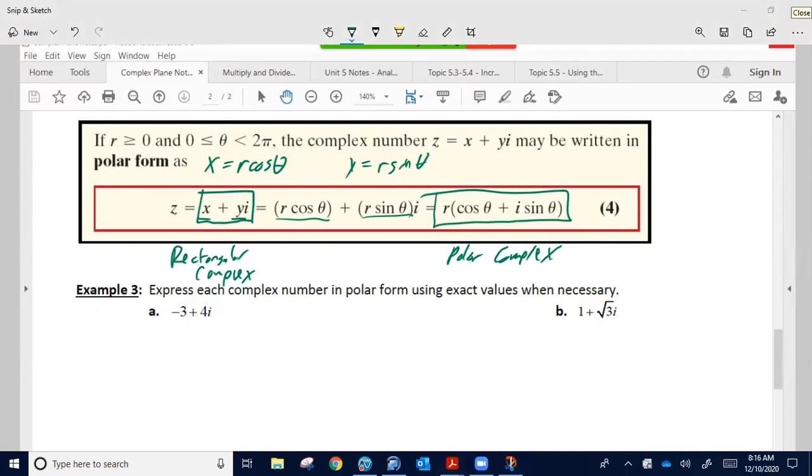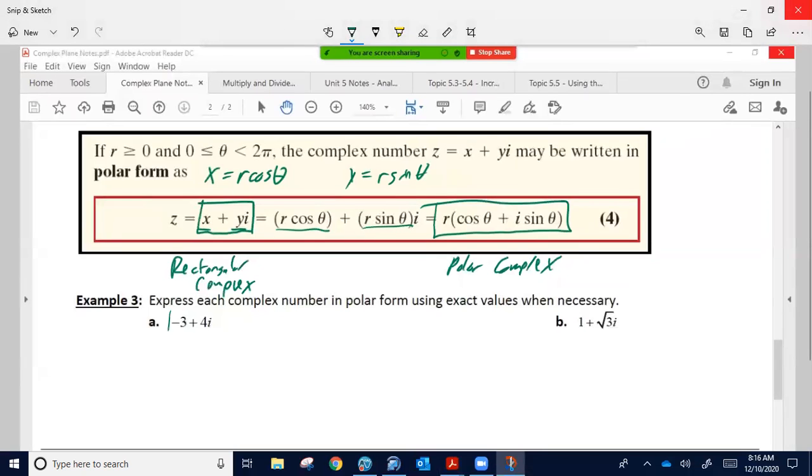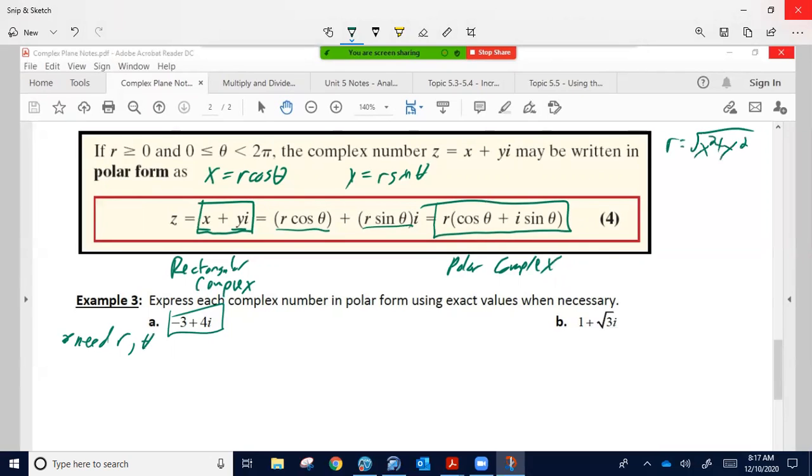So here, we want to write the rectangular number in polar form. So this is not a real number. -3 plus 4i. This is a rectangular complex number. To make this happen, I need to know what is the radius and what is the angle. So I need radius and angle. We should know from before the radius is always radical x squared plus y squared, and the angle is always the inverse tangent of y over x.